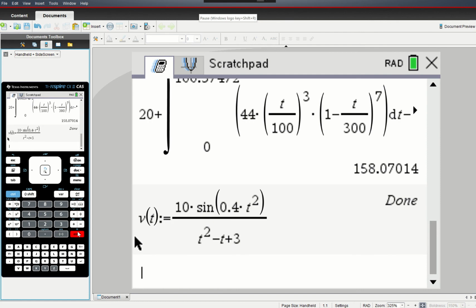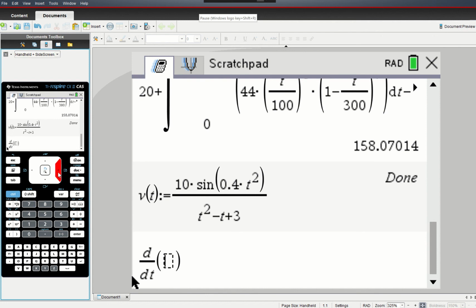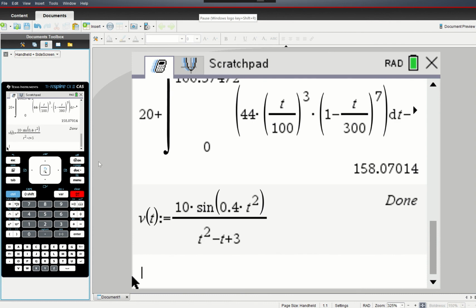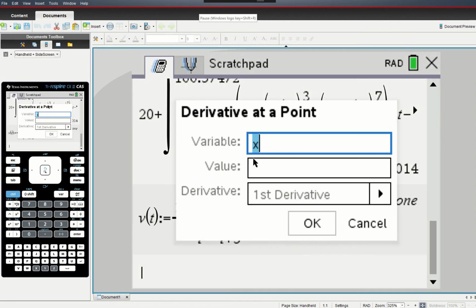Hit enter. All right, and when it's stored properly, it should say done. Now, what we want is to calculate the derivative at a point. So we should be able to go shift minus, and we want the derivative with respect to t of v of t. Oh, actually, let's not do that. Let's go menu, go to calculus and do the derivative at a point.